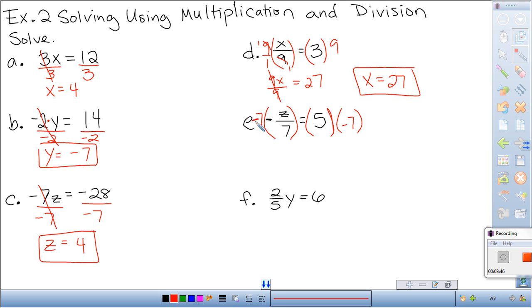So the negatives cancel. A negative times a negative gives me a positive. Again, this is a 7 over 1, so you can cross-cancel again, and you're left with simply z equals 5 times negative 7 is negative 35.